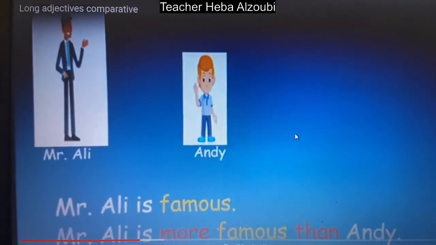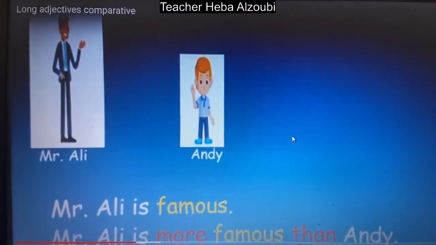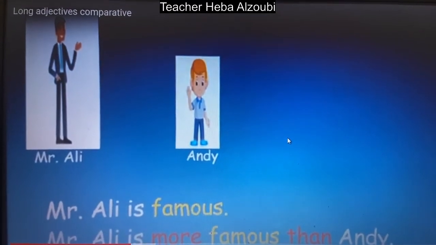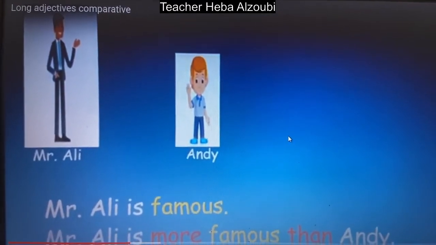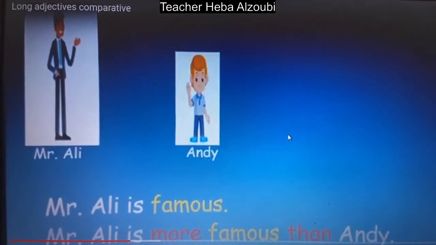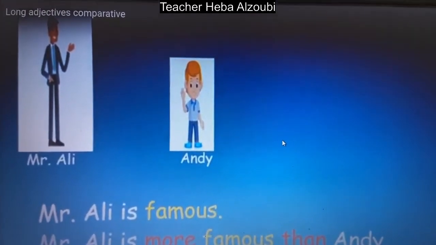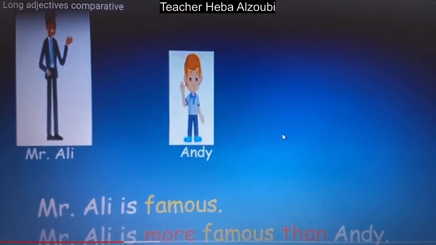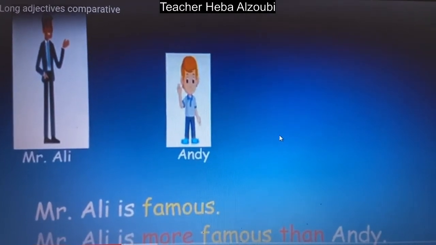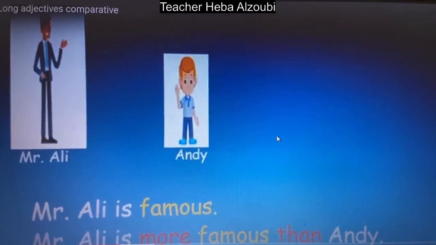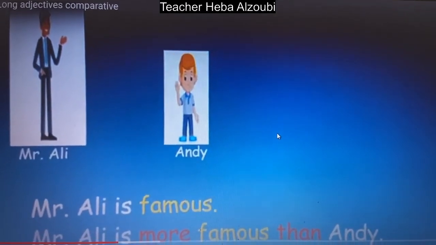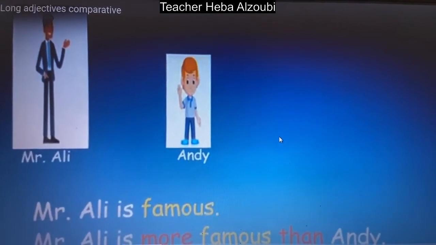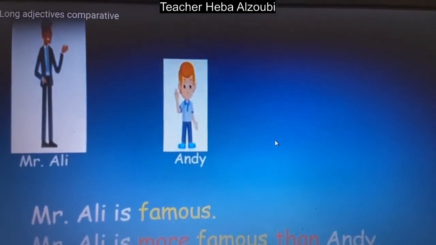So look at Mr. Ali and Andy. Mr. Ali is famous. I'm going to compare between Mr. Ali and Andy, but now we are using a long adjective. Mr. Ali is famous. I can't add ER because it's a long adjective. Mr. Ali is more famous than Andy. The adjective famous has 3 vowels. I can't add ER. We use the word more, then the long adjective. After that, we use than. So more famous than.